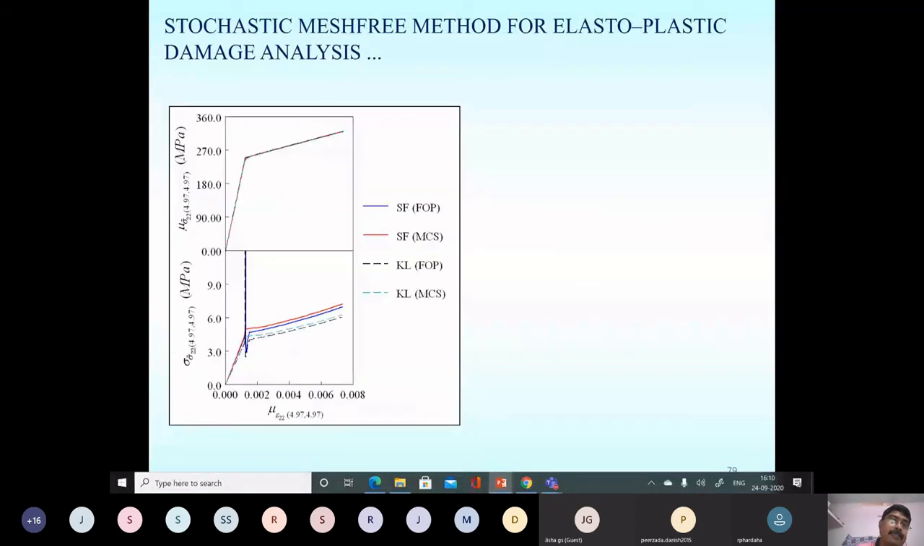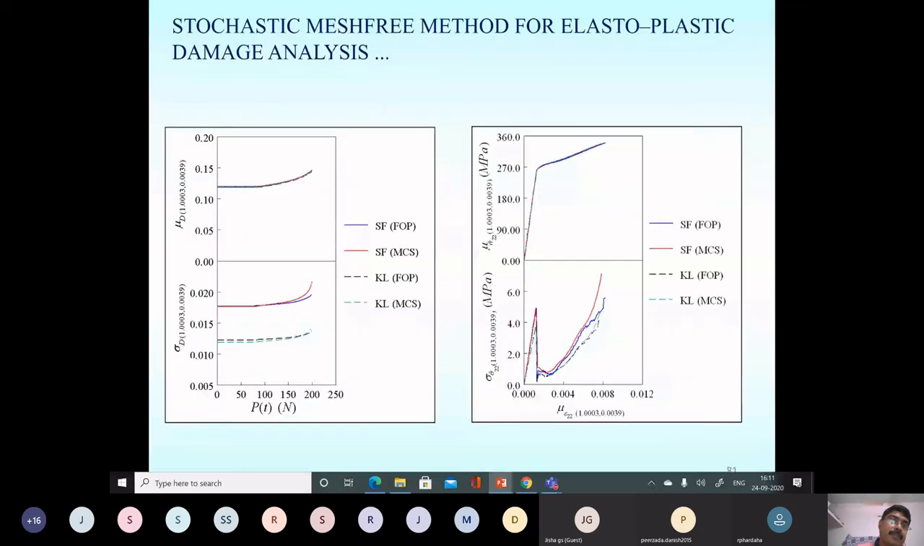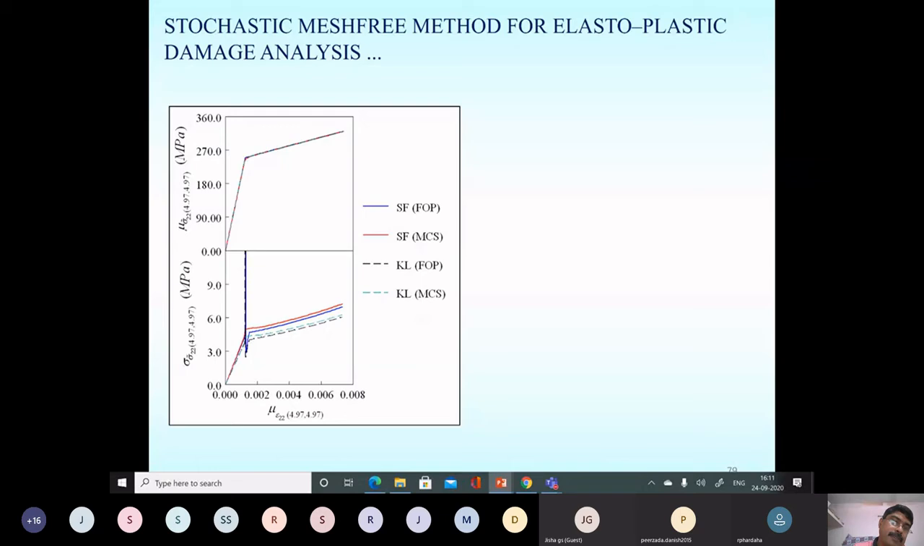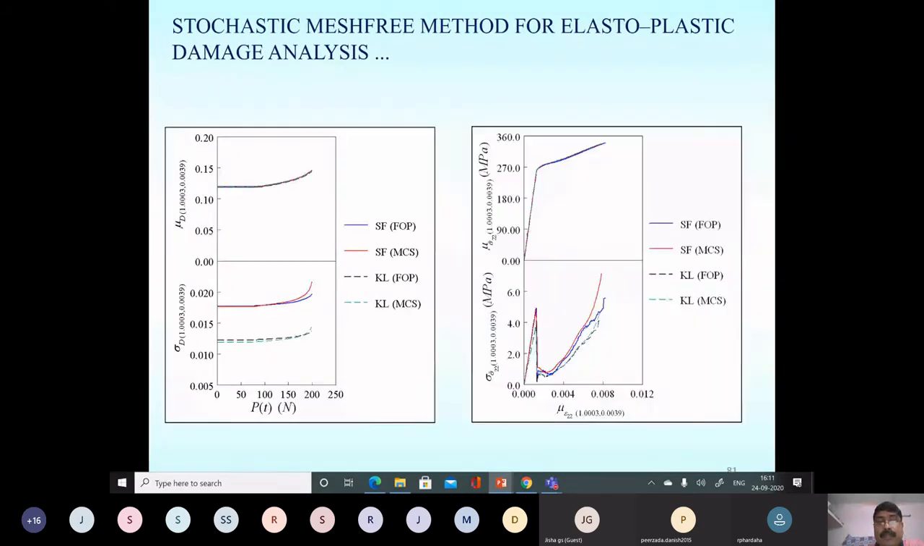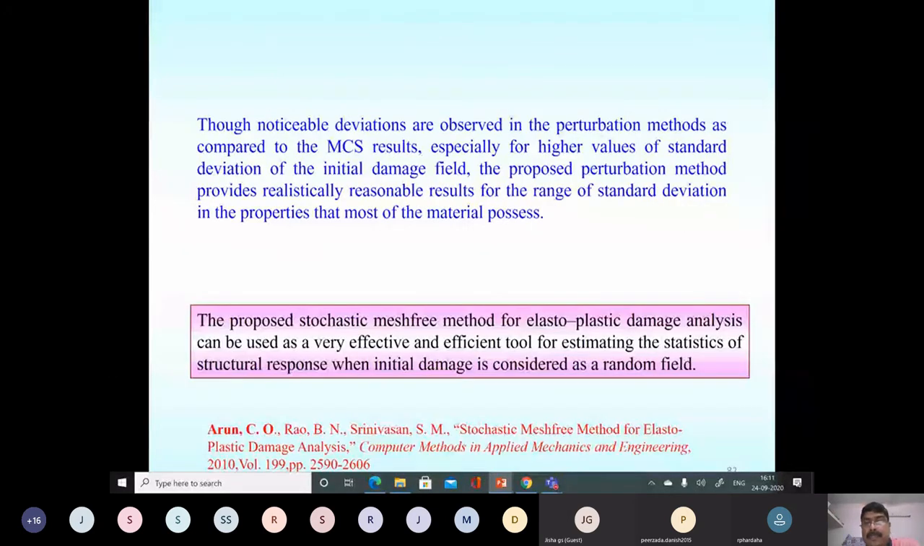You can see that the sigma 2 is smooth. However, this is effective stress. However, at this point it fails to capture the smooth variation. You have a sharp change. Actually, in this case, I have considered linear elastic linear hardening. That's why that happens. And so this method is useful for predicting the stochastic damage analysis.